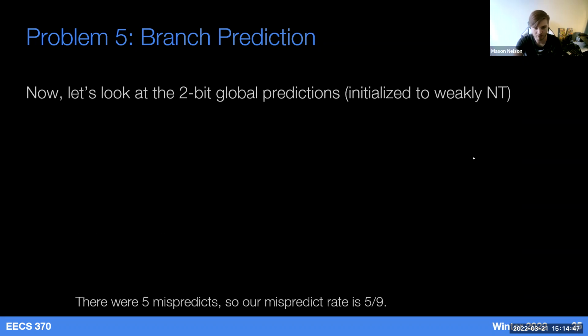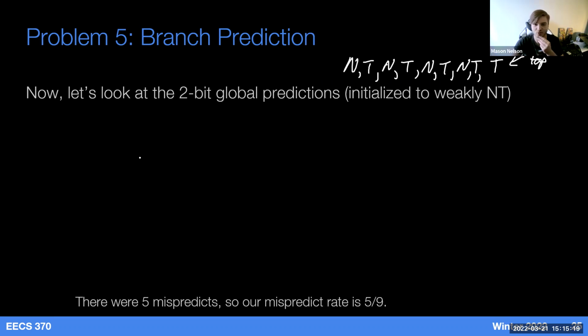In order to figure out the mispredict rate for the global predictor, we're going to have to interleave our different takens and not takens. So that means we'll have a sequence like not taken, taken, not taken, taken, not taken, taken, not taken, taken, and then the last one will be taken. This last one is the top BEQ. All the other takens are the bottom one, and all the other not takens are the top one.